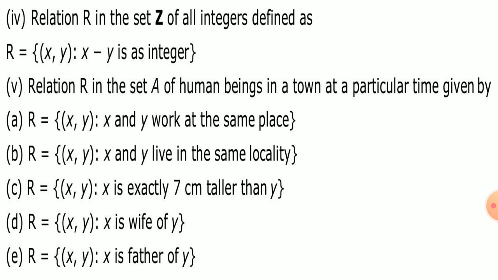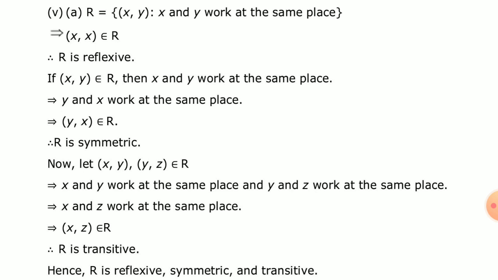So check the first relation. R is equal to the ordered pairs (x,y) where x and y work at the same place. First, (x,x) belongs to R. Here x and x are the same person, so they work at the same place. Therefore R is a reflexive relation.